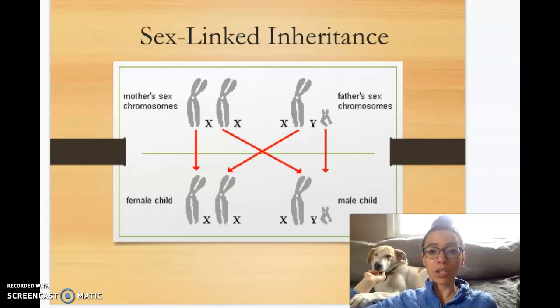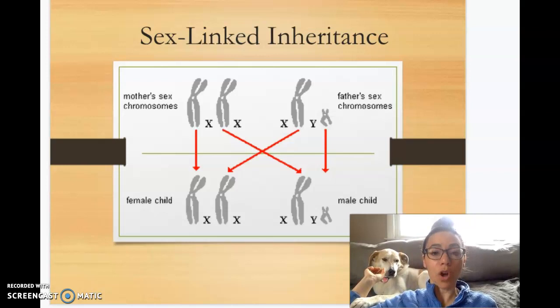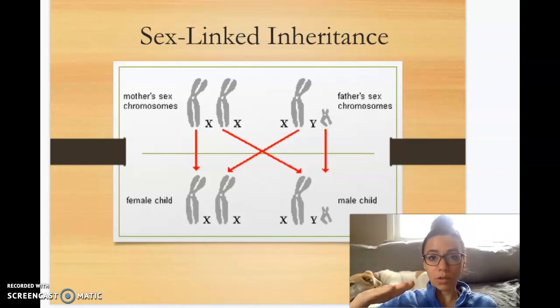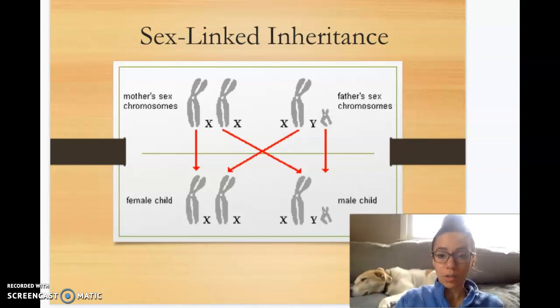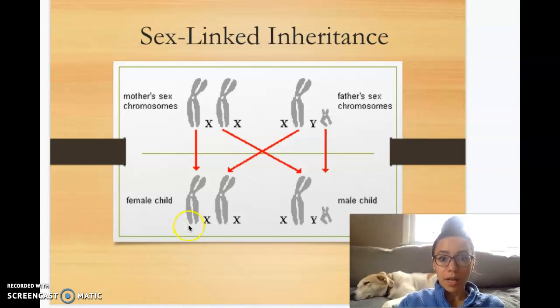So if in your project your gene was autosomal, so not on one of the sex chromosomes, that's what you're going to do. If your trait was sex-linked or X-linked, you have to do a little bit of a more complicated Punnett square. And I'm going to show you how to do that.